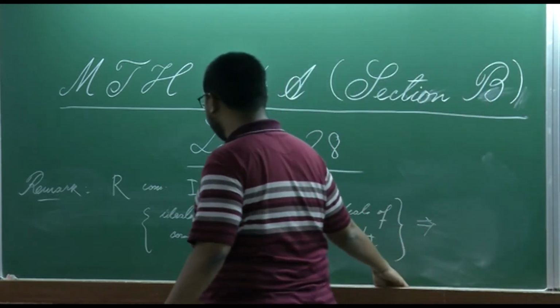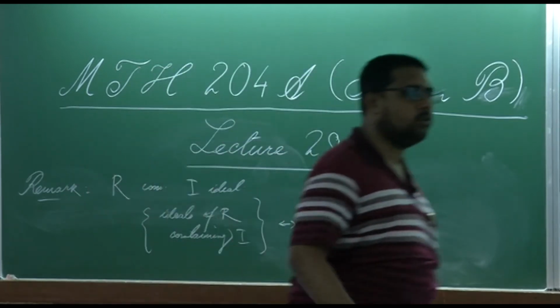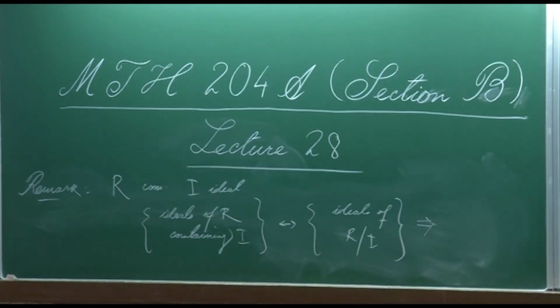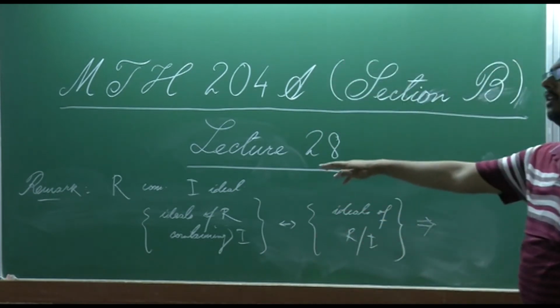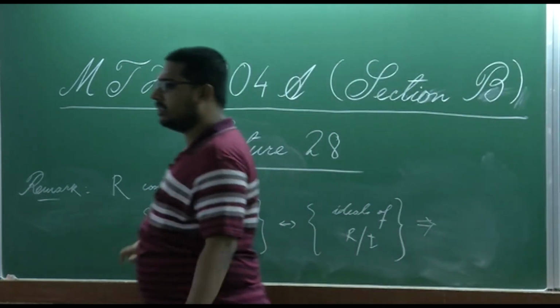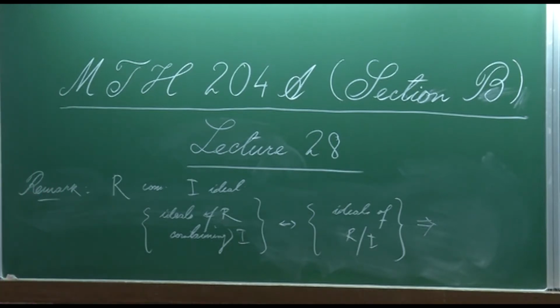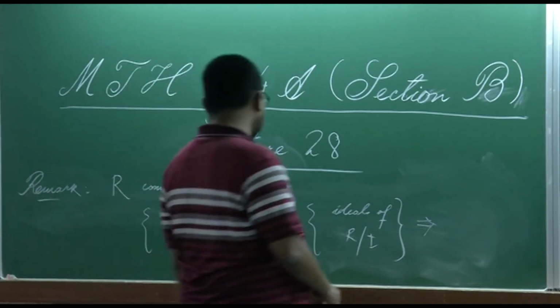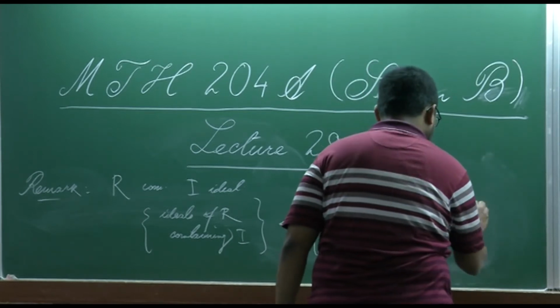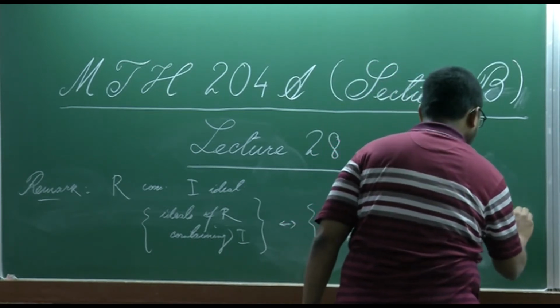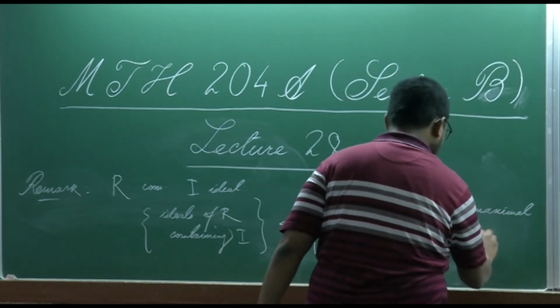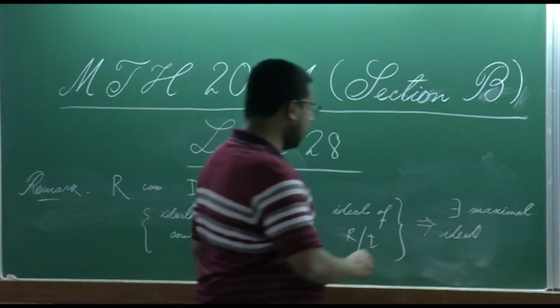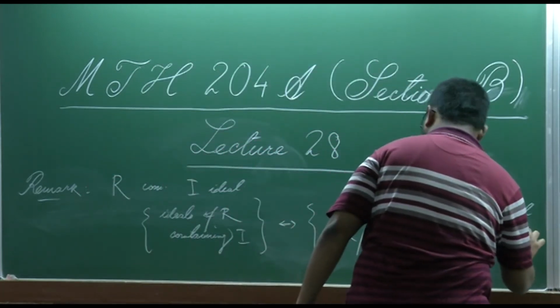In view of this, it is quite clear that, for example, if I is the whole of R, then R modulo I is going to be a trivial ring. So it has only the trivial ideal, and on this side you see that R is the only ideal containing I. The point that follows from here is the following: there exists a maximal ideal of R containing I.